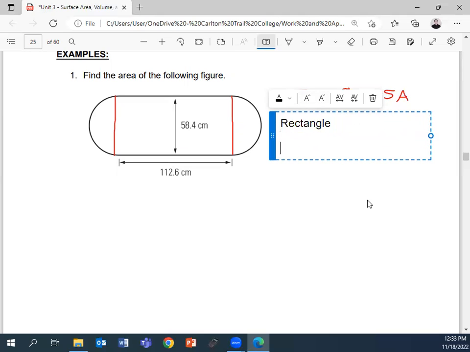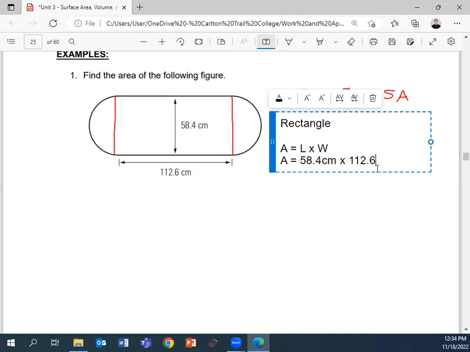So let's figure out the rectangle first, right? We know it's a rectangle. What's the formula for the area of a rectangle? Area equals length times width. What's my length? 58.4 centimeters times the only other figure there is, 112.6, right?